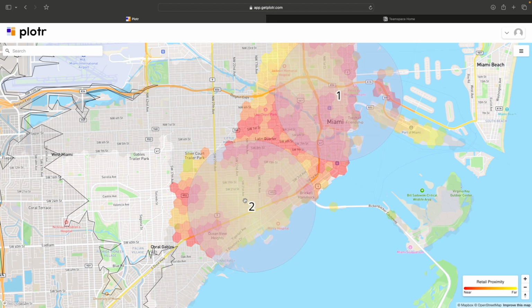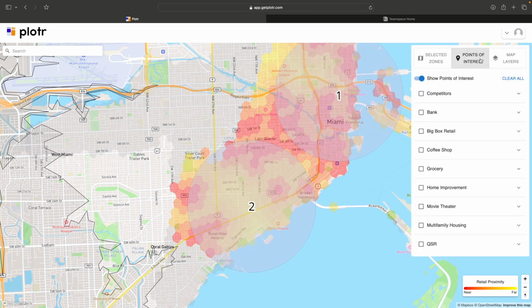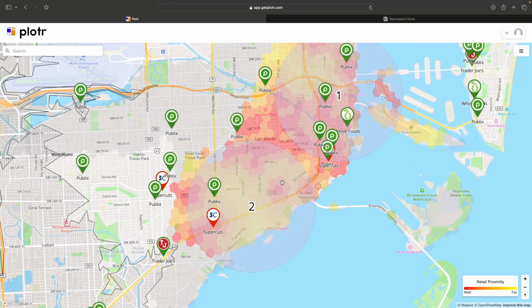Lastly, we're actually going to begin to dive into the existing points of interest and competitor makeup of the market, which is going to give us a full picture and allow us to start to create and identify the different zones of opportunity for this particular business. By heading over to the points of interest, we're going to focus on competitors and grocery stores because these are the two points of interest that we care about most.